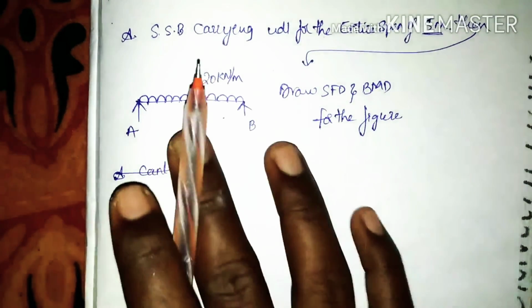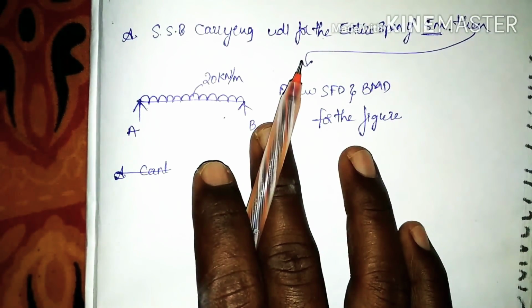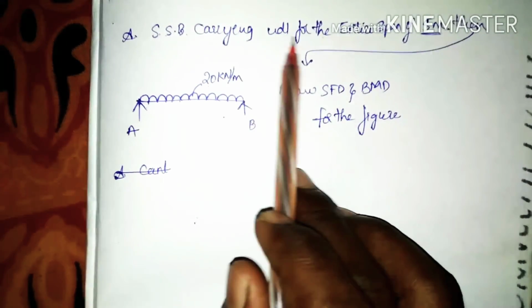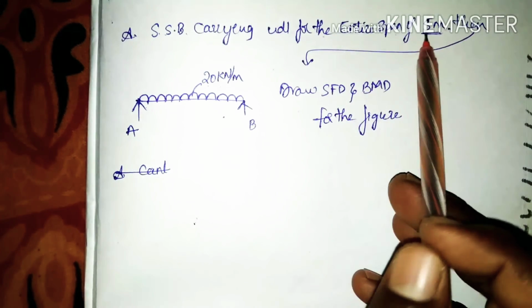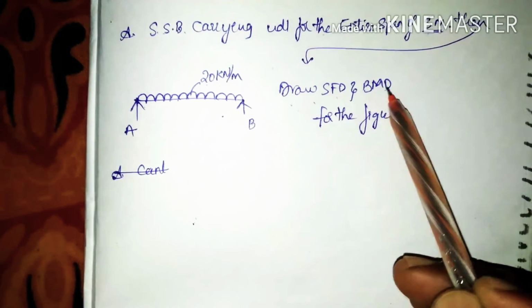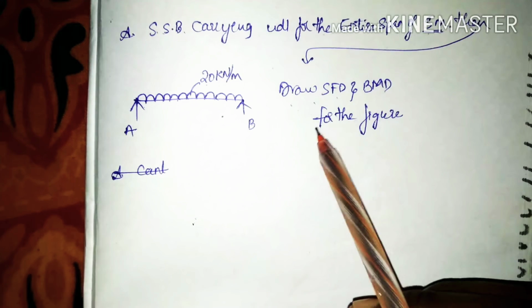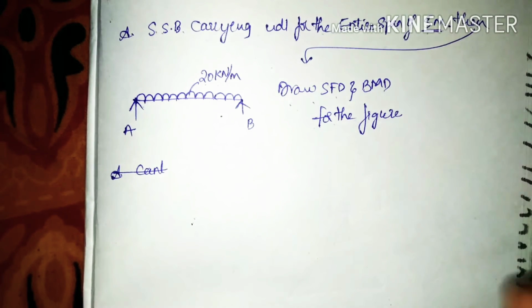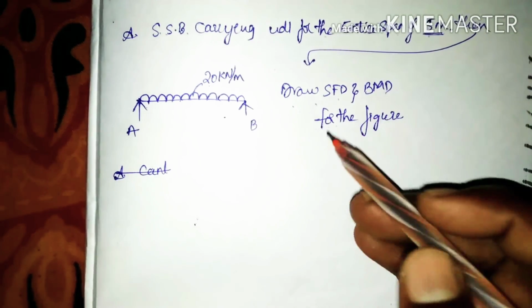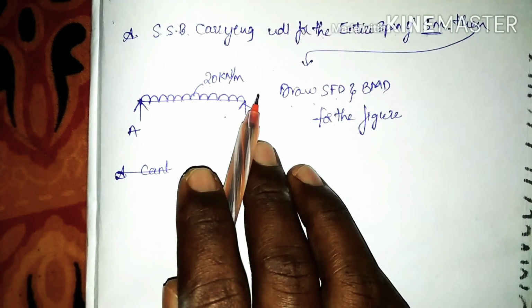We have to draw the simply supported beam. Here the question is a simply supported beam carrying the UDL for the entire span of 5 meters. Then draw the shear force diagram and bend moment diagram for the given data. After reading the question, we have to draw the diagram.